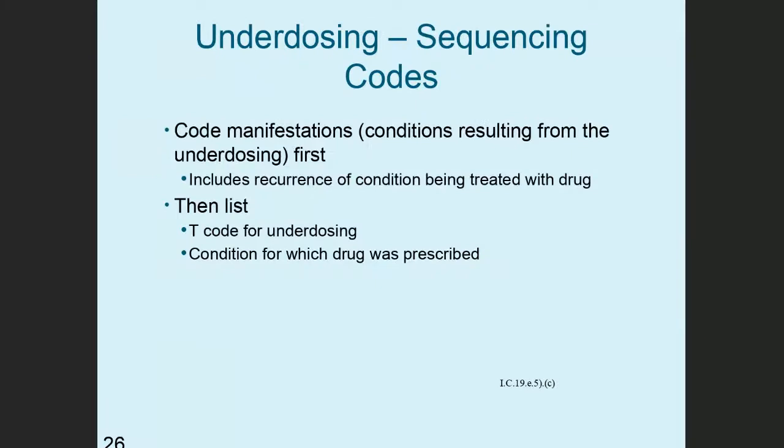So sequencing for underdosing is the same as for adverse effects. List the manifestation first and then the underdosing. Remember that for poisoning and toxic effects, the poisoning code is listed first. For underdosing and adverse effects, the manifestation is listed first.